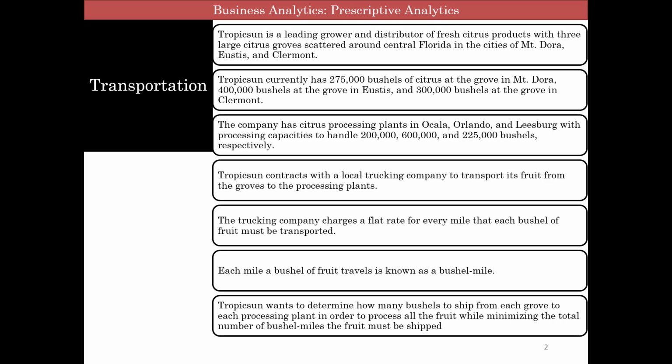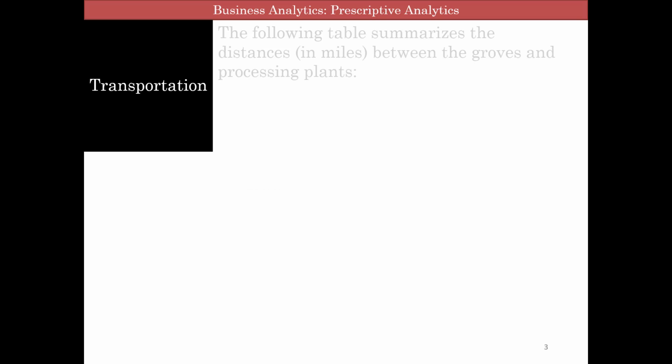They want to determine how many bushels to ship from each grove to each processing plant in order to process all the fruit while minimizing the total number of bushel miles the fruit must be shipped. Because if they charge, let's say, $1 per bushel mile, then the fewer bushel miles, the less money they end up paying. So it's a minimization of cost.